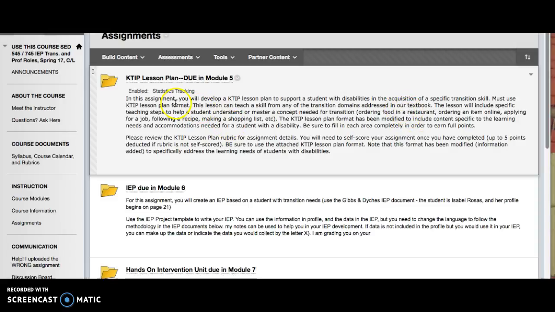You need to address a specific skill that you're going to teach using explicit instruction. It could be ordering food in a restaurant, ordering an item online, applying for a job, following a recipe, or making a shopping list. If you are looking at supports for students with moderate to severe disabilities, you can also look at dressing skills, at laundry, anything that will help a person be more independent. So for the K-tip lesson plan format, let's look at some of the forms that you're going to be using.